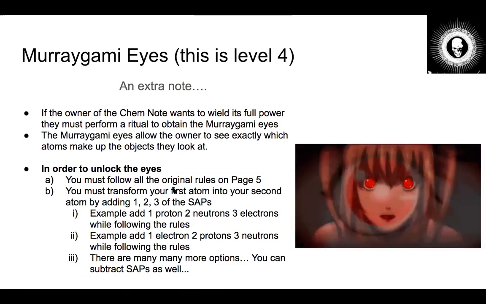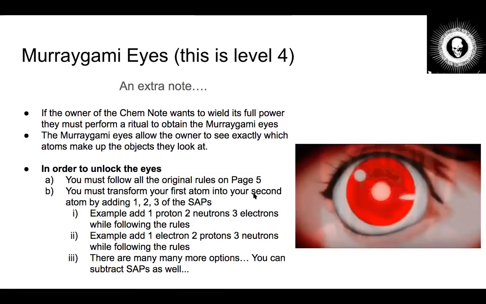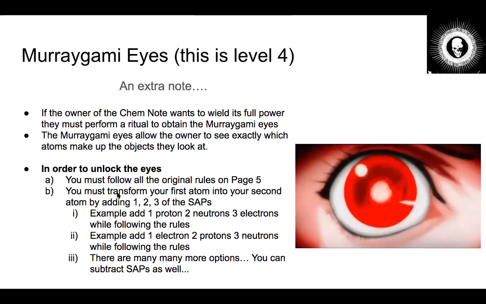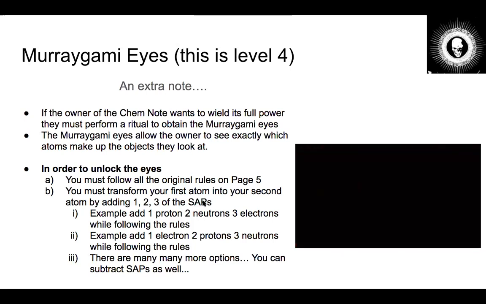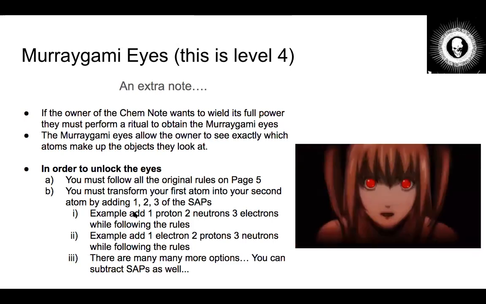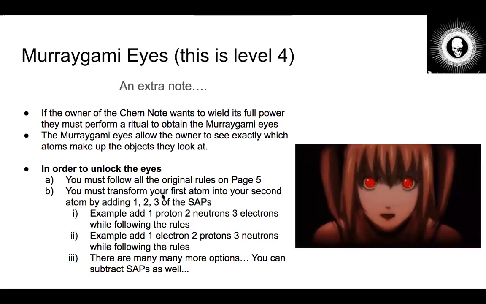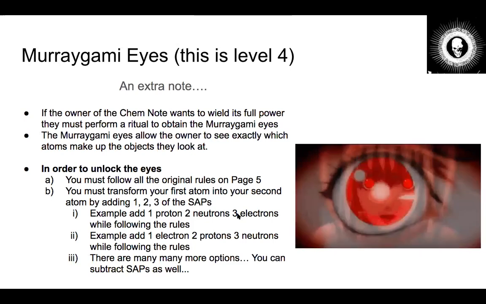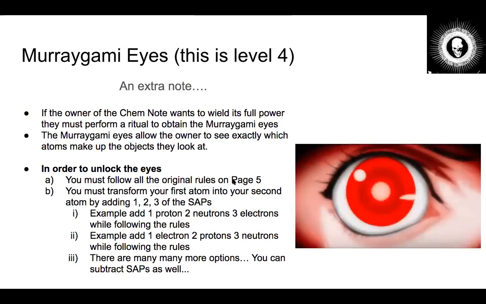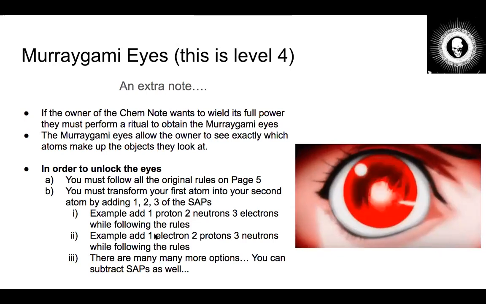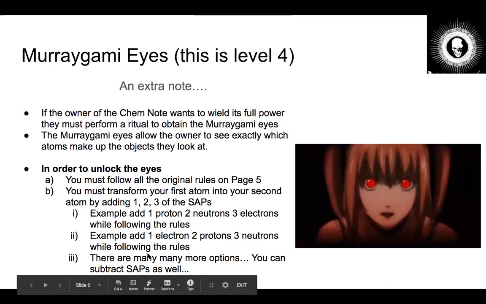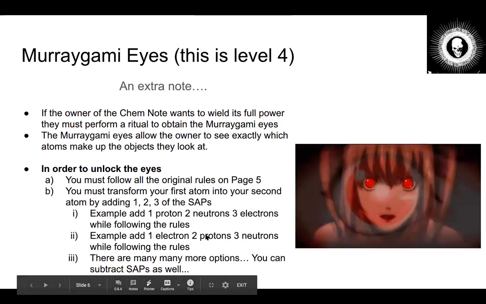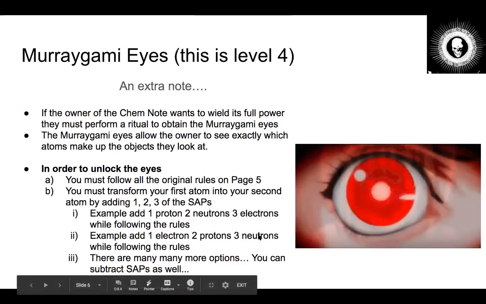Your transformation from the first atom into the second atom must be done by adding or subtracting 1, 2, 3 of the subatomic particles. And what do I mean by that? I mean you could add 1 proton, 2 neutrons, 3 electrons, while also following page 5 rules. Or you could add 1 electron, 2 protons, 3 neutrons. Or you could think of any other combination that goes 1 of one kind, 2 of a different kind, and 3 of a third kind.